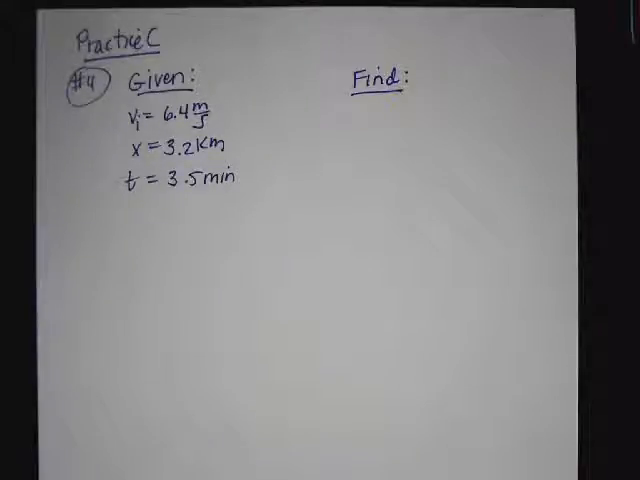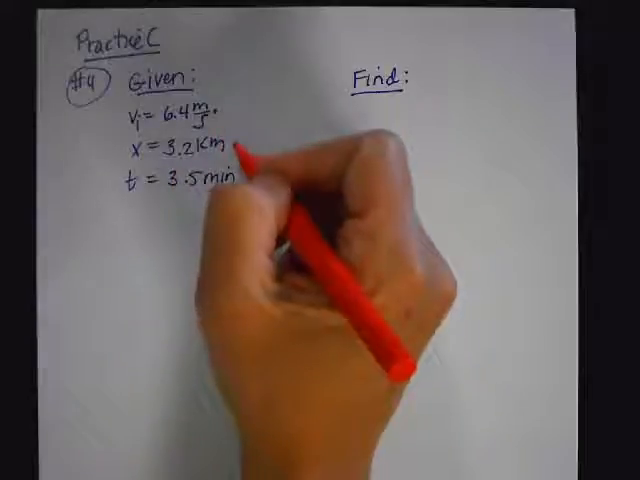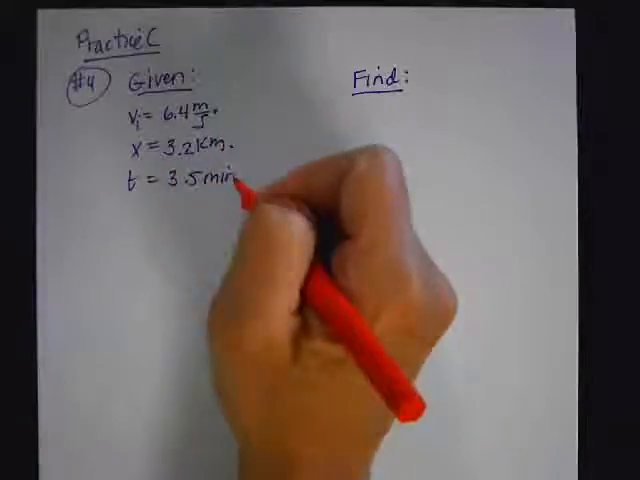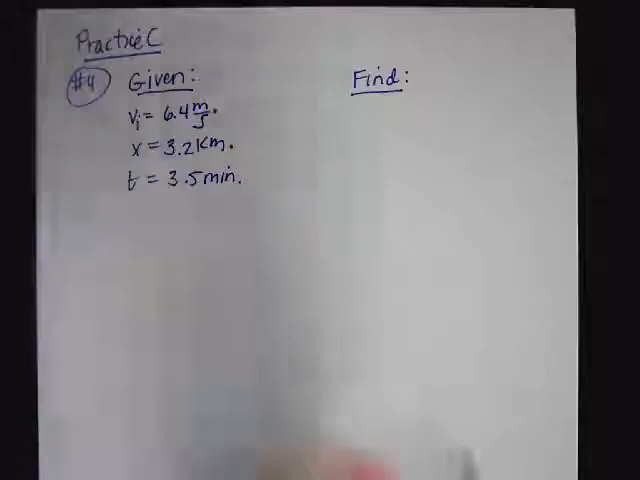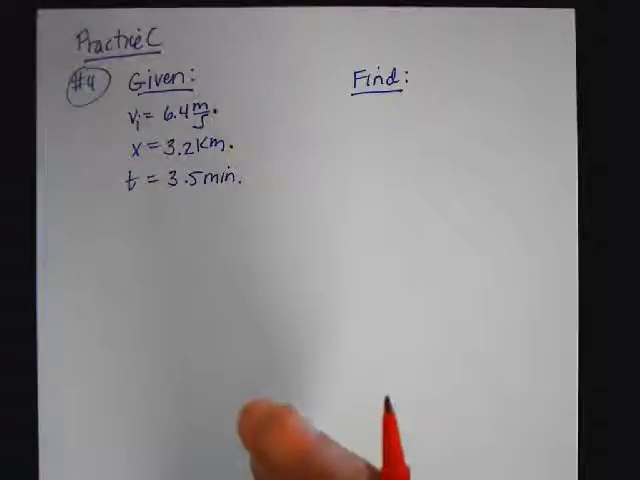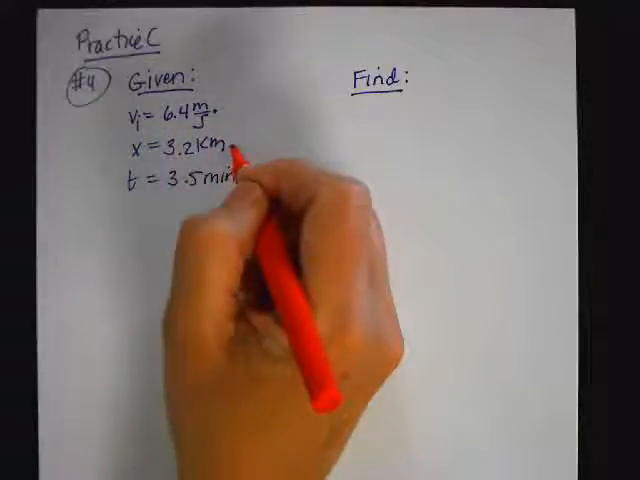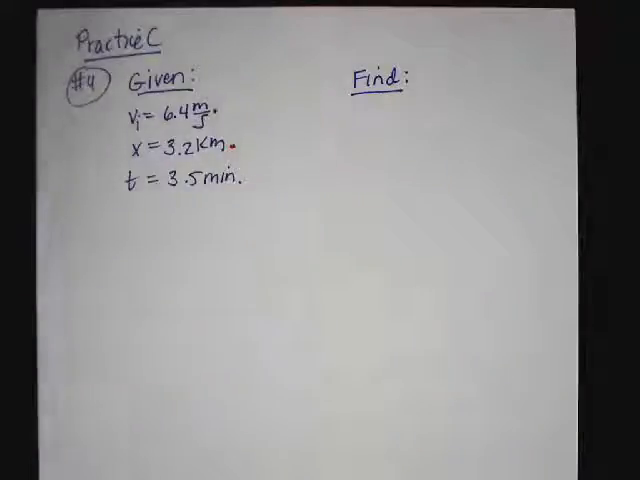Now before I even go on, I'm going to look at this and say, wait a second. This is in meters per second, this is in kilometers, and this is minutes. So I know that my units need to be the same. So I'm going to convert the kilometers to meters, and I'm going to convert the minutes to seconds, and I would do it before I start doing anything else.